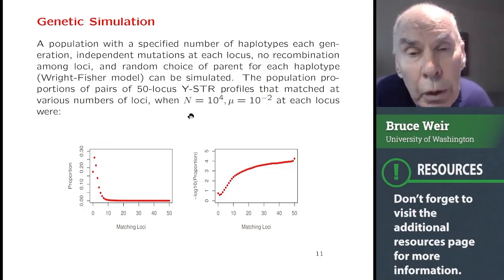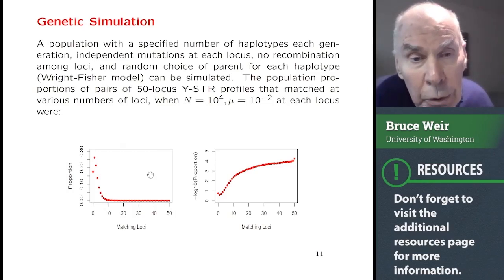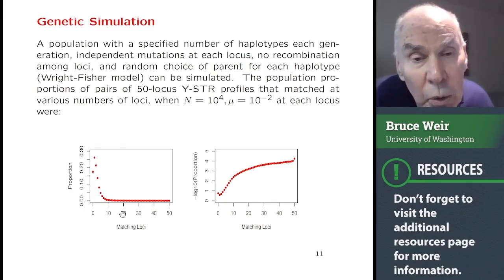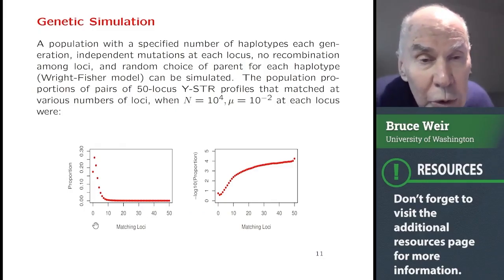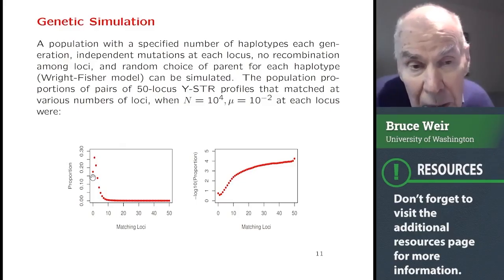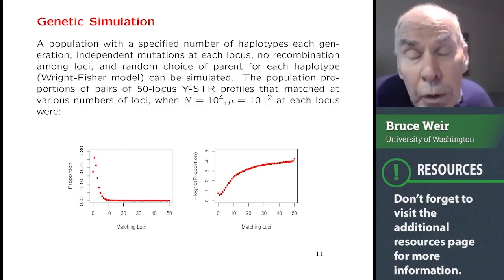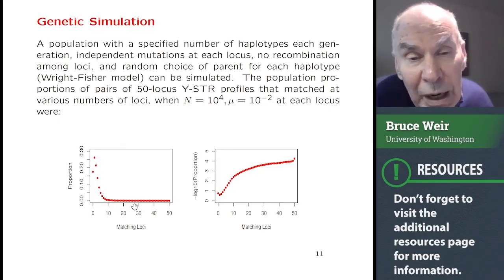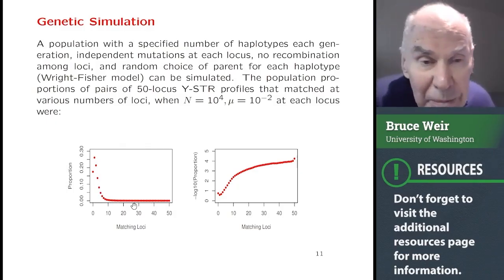What proportion of those pairs of haplotypes match at exactly 10 loci, or 20 or 30? It's interesting that the lowest proportion is actually for 0 matching. The proportion of pairs of haplotypes that match at one locus is higher than it is for 0, and then it starts going down. And after 10 or so, we can't really distinguish graphically. They're quite small.